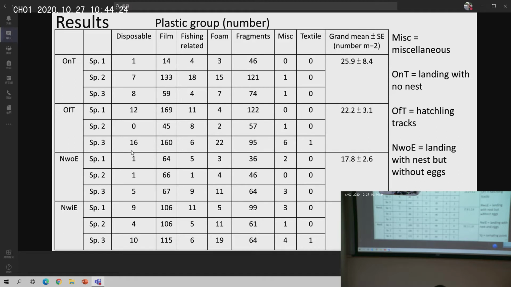And this is the result. This column is the 7 types of plastic, and this row is the 4 types of turtle track. In this one, MISC is miscellaneous. This one is landing with no nest, and I will call it ONT. This one is hatchling tracks, and I will call it LFT. This one is landing with nest but without eggs, and I will call it NWOE. And this one is landing with nest and eggs, and I will call it NWIE. SP1, SP2, and SP3 are the sampling points, and I will call them SP.